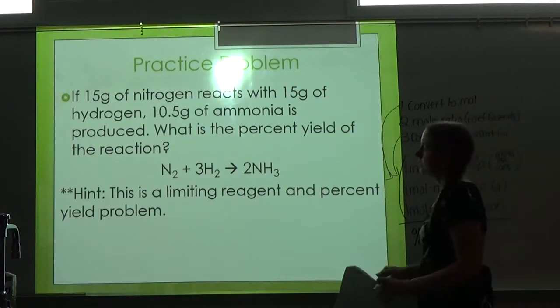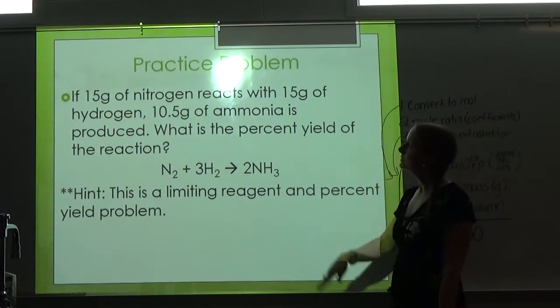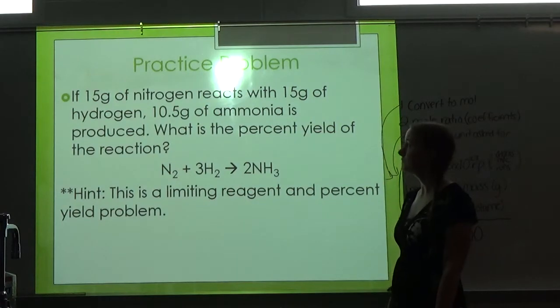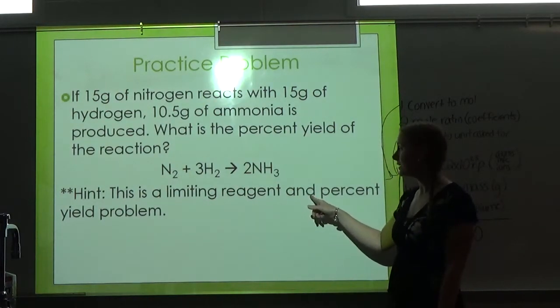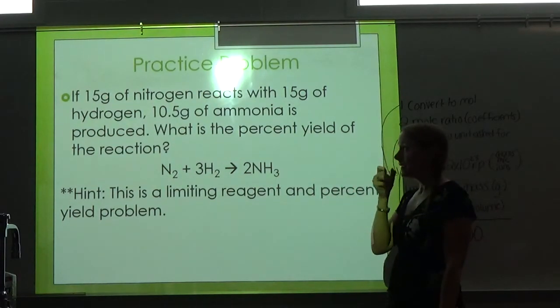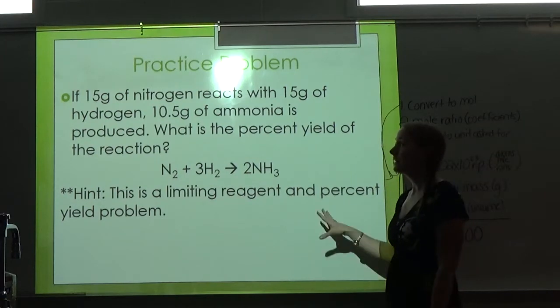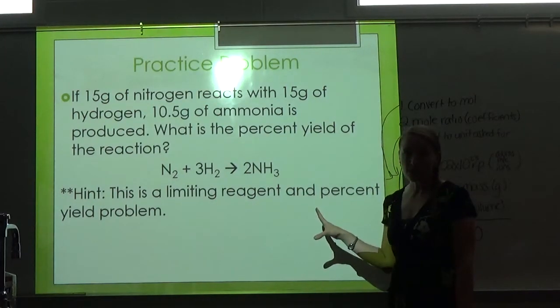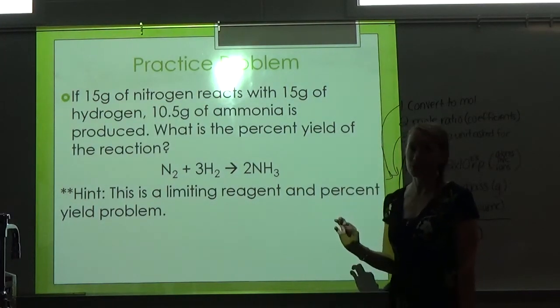All right, so it says if 15 grams of nitrogen reacts with 15 grams of hydrogen, 10.5 grams of ammonia is produced. What is the percent yield? And I gave you a hint. This is a limiting reagent and a percent yield problem. Okay, so if you dare, pause the video and try this on your own. If you can get this one, you literally have stoichiometry down.